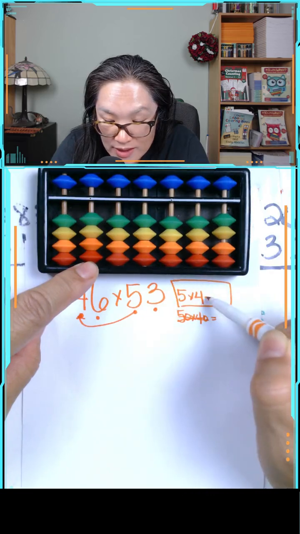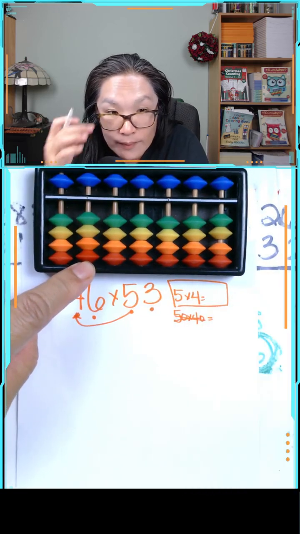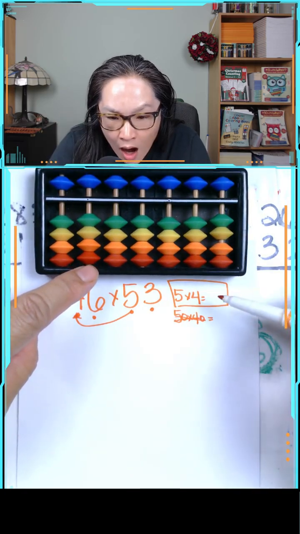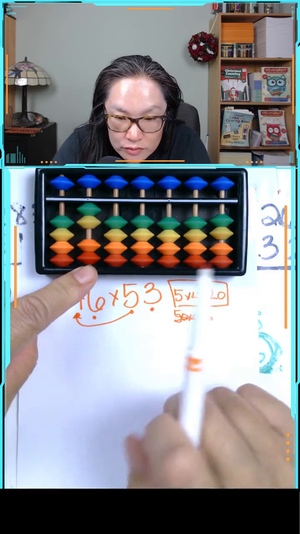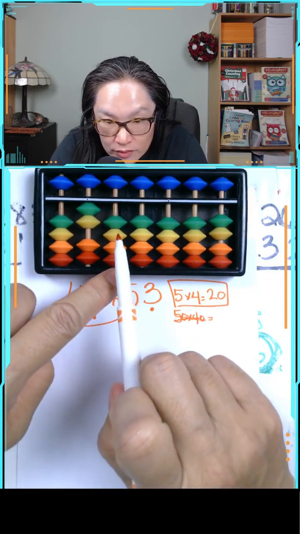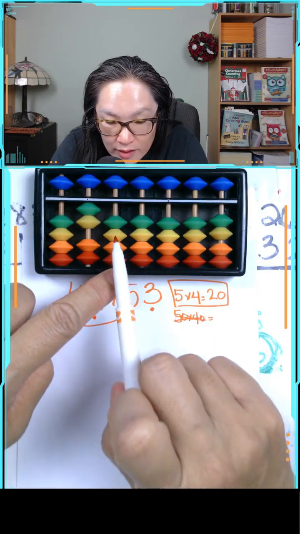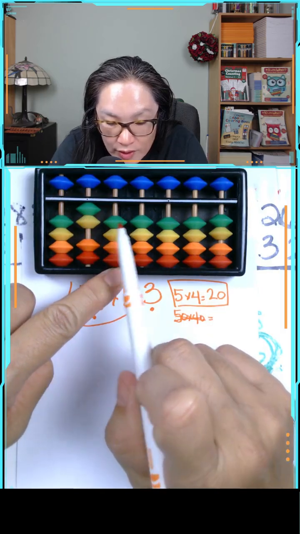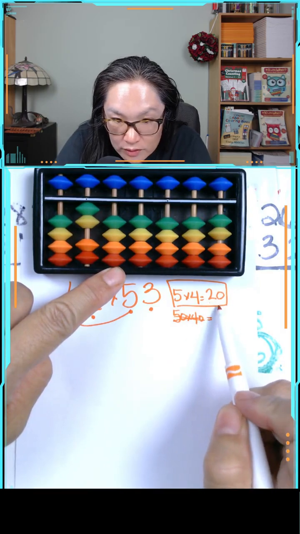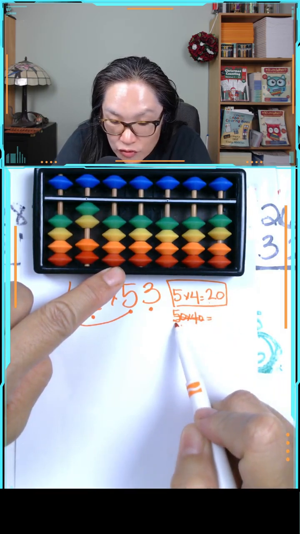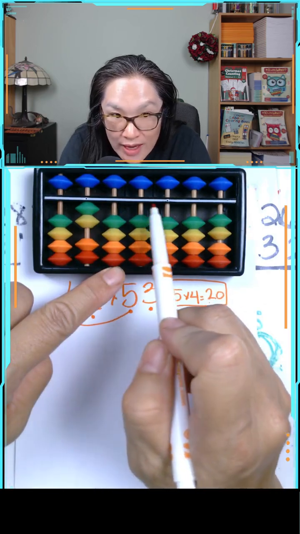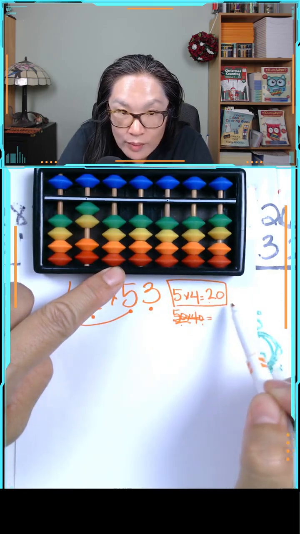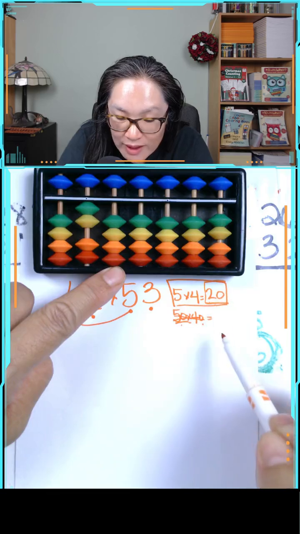So what's the answer to 5 times 4? Thank you, Michael. It is 20. So we add the 2, we add the 0. 2 and a 0, right? Notice I don't say 50 times 40, because if you notice on the abacus, it already says 2,000 for me. So I don't need to worry about it. I just need to worry about my multiplication table.